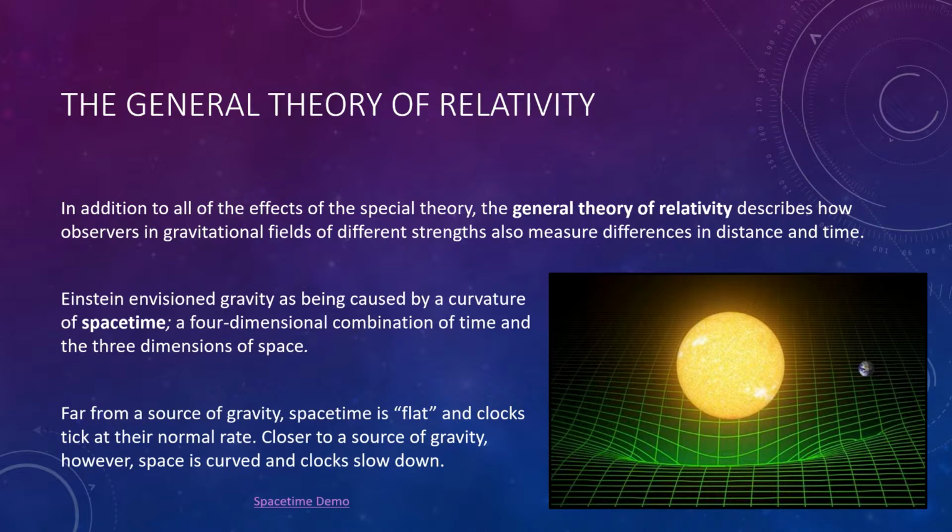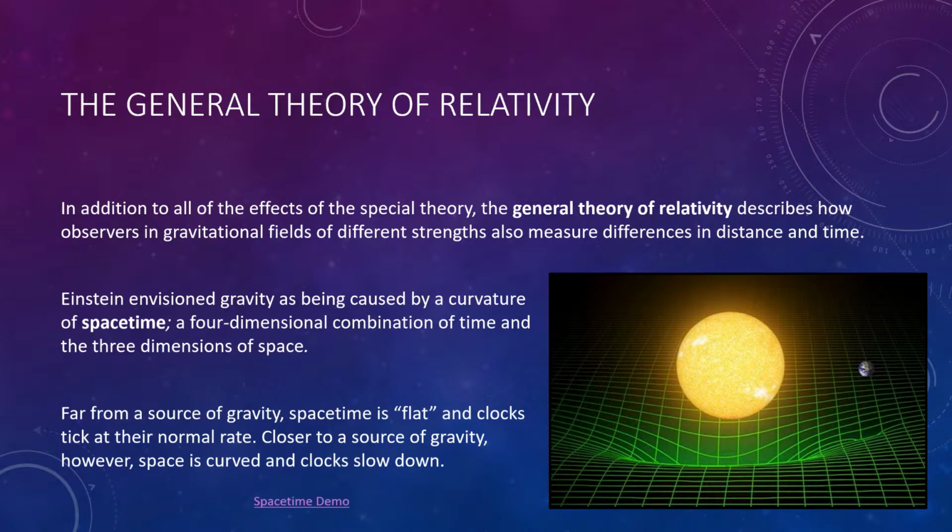In addition to all of the effects of the special theory, the general theory of relativity describes how observers in gravitational fields of different strengths also measure differences in distance and time. General relativity has been described as the most beautiful of all existing physical theories.